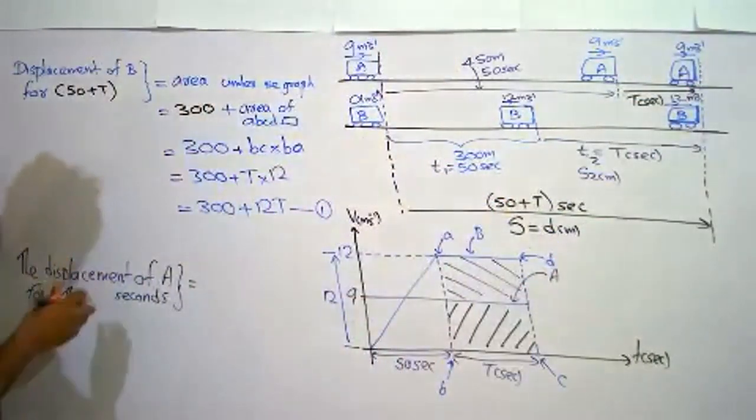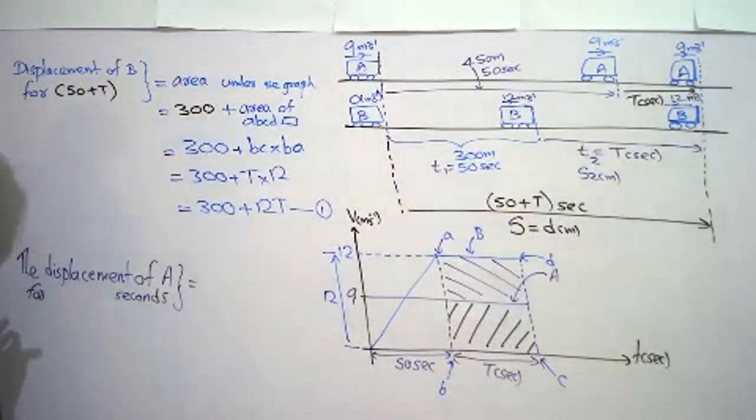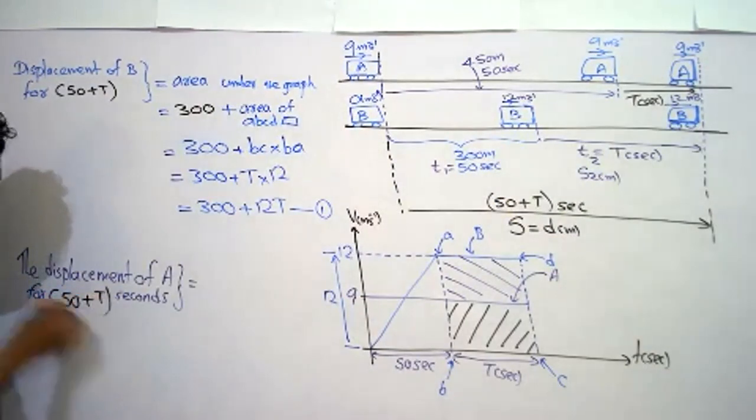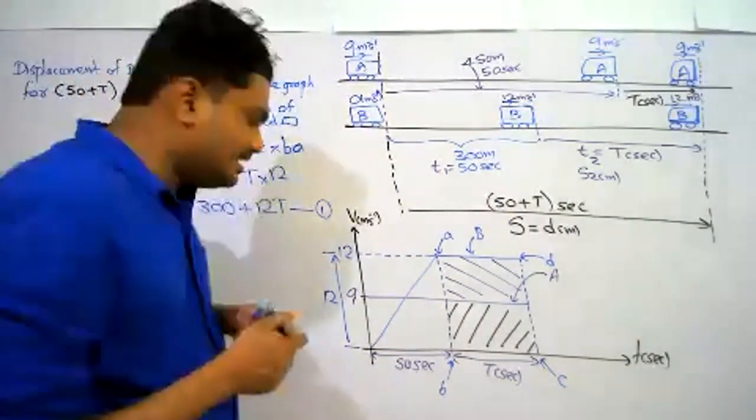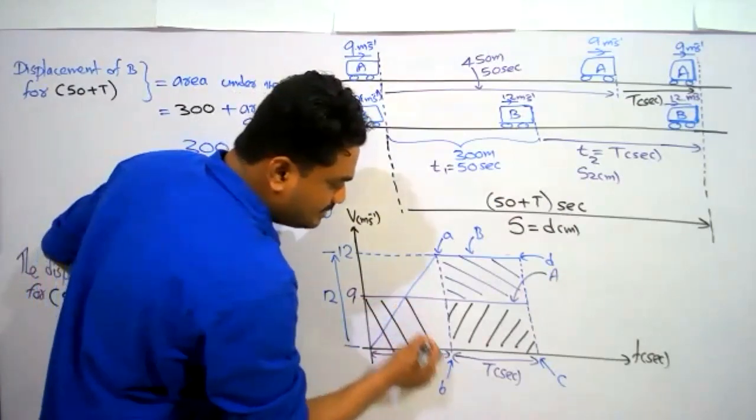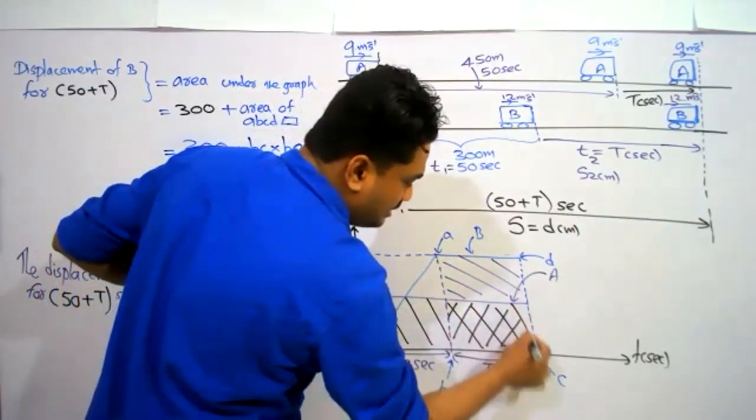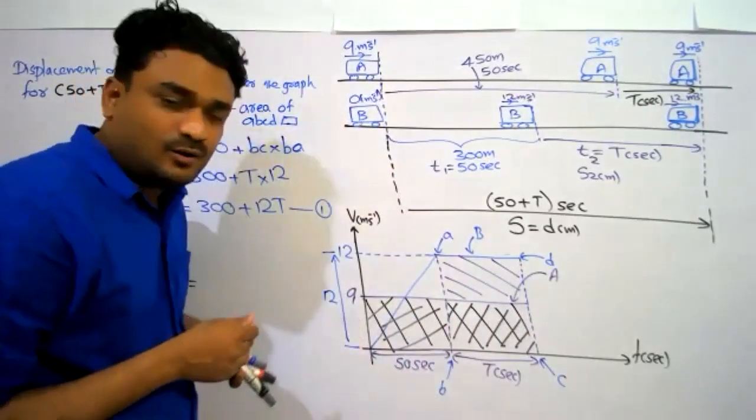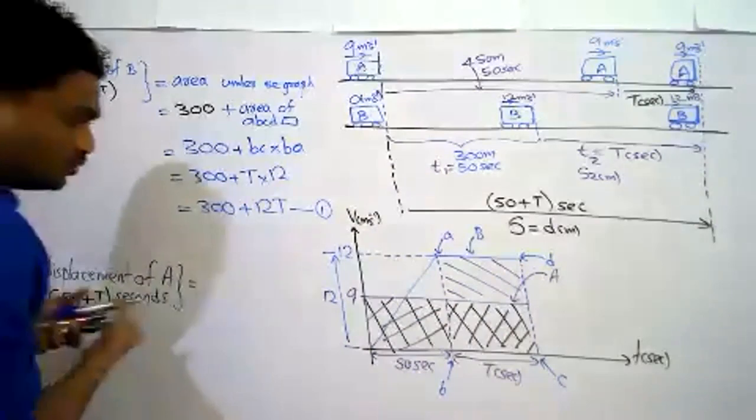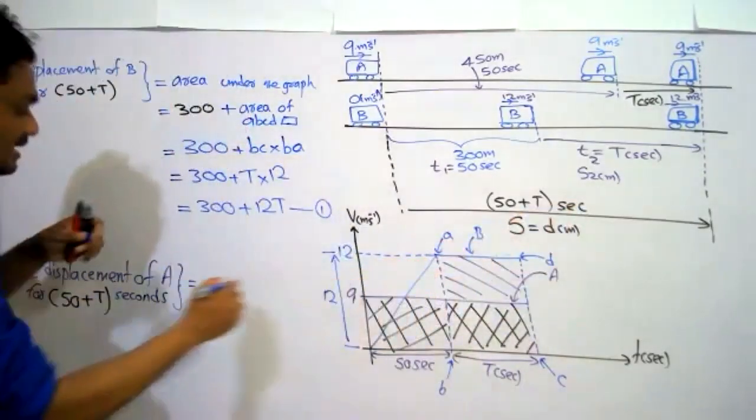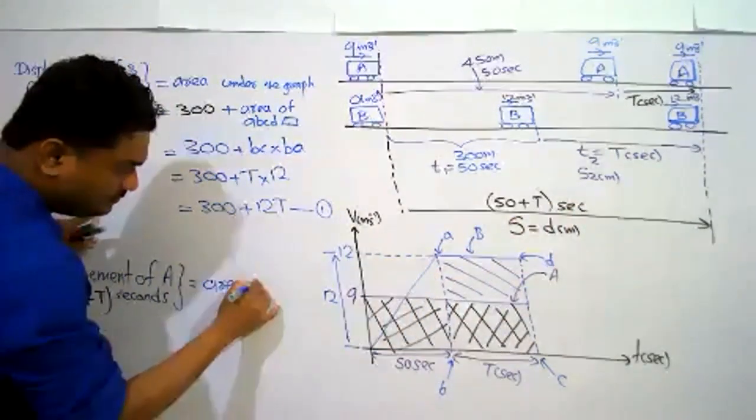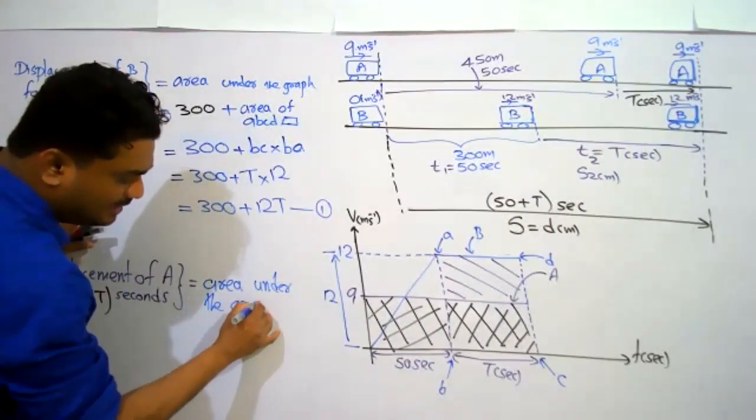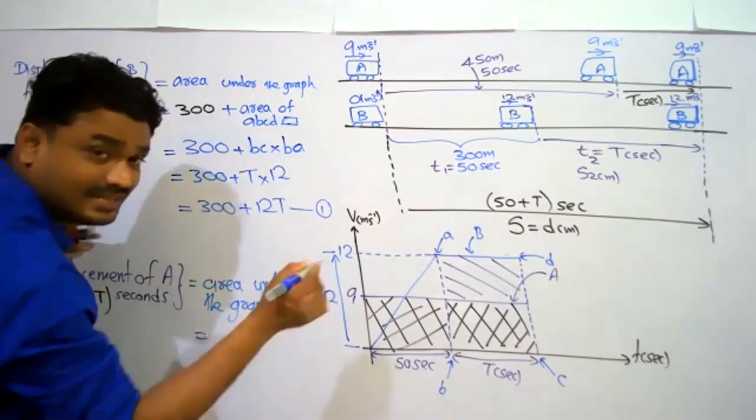So the displacement of A for, look at the board, 50 plus capital T seconds. So what is that here? It is just this area, am I right? This is the area which I have shaded. This black color shaded area is the displacement of vehicle A. No need to even mark it, right? So displacement of the vehicle is area under the graph. Area under the graph. So that area is length into width.